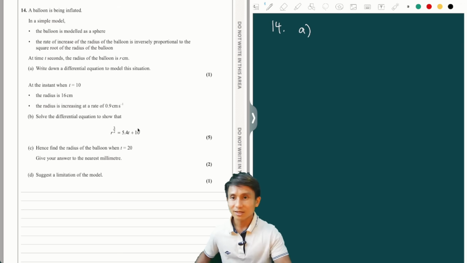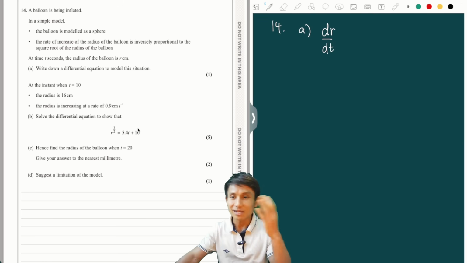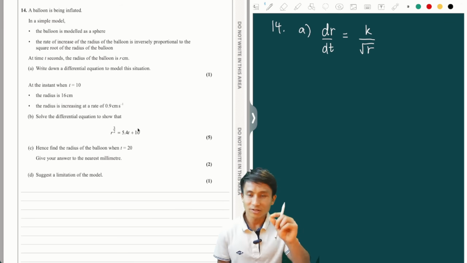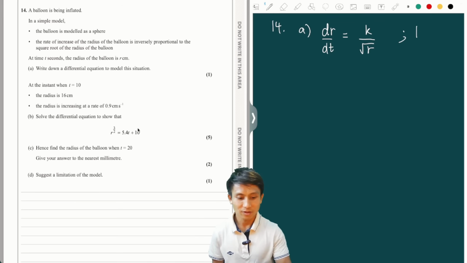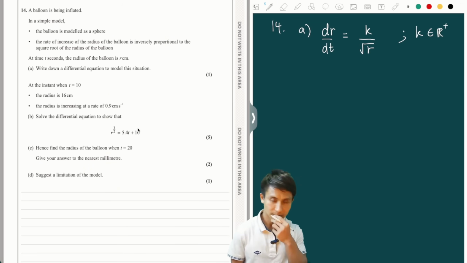So it says the rate of increase of the radius, that's dr by dt. It's an increase, so it's positive. So equals inversely proportional, so k divided by the square root of the radius. So that's it. Nothing else, because it's positive, so we're just going to put k there, and k being a positive number. So k is a positive number, like that.